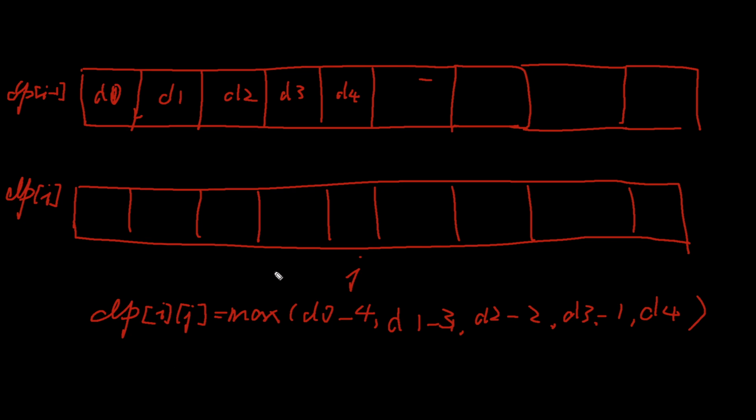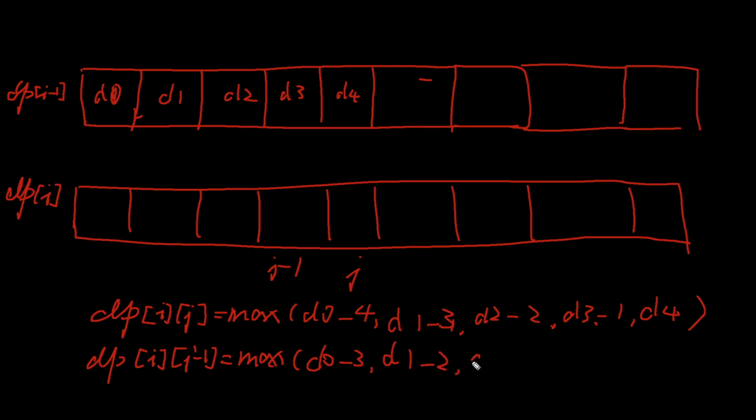Right. Now how about the j minus one here? How about this one? So if we do dp of i, j minus one, what's the value for this one from the left? Similarly, we have max. It's going to be D0 minus 3 in this case, right? And then D1 minus 2, D2 minus 1, and then D3, right? So this is the DP of j minus 1.